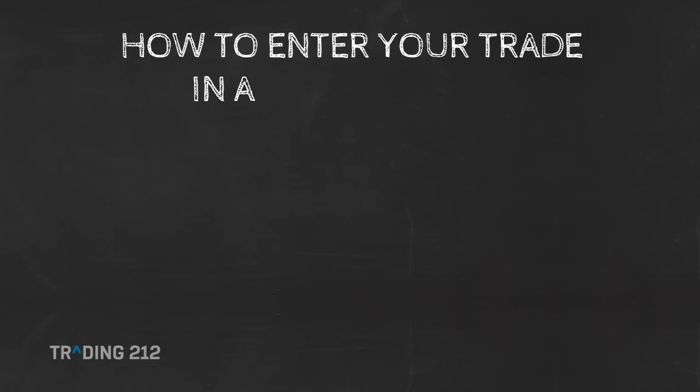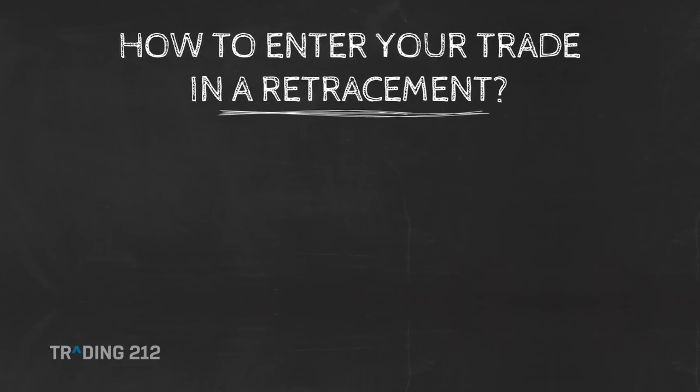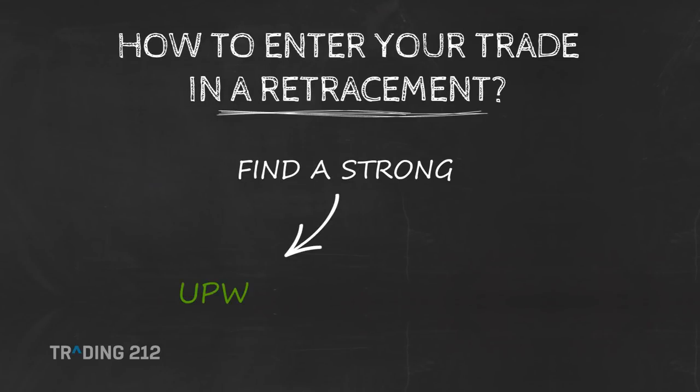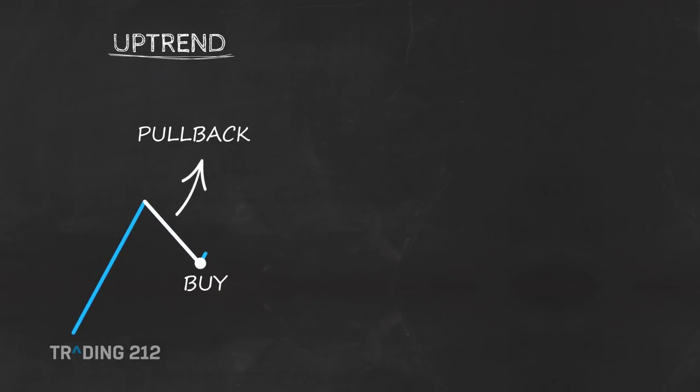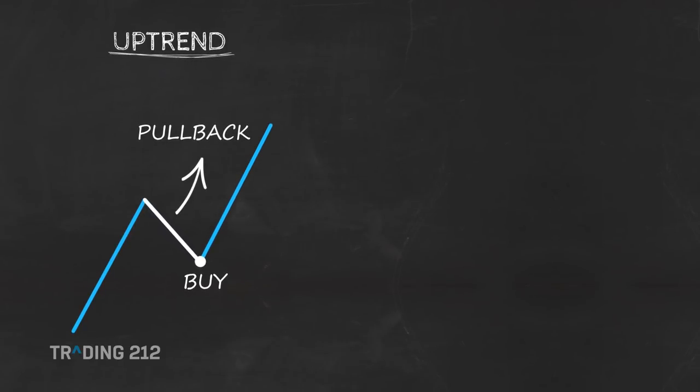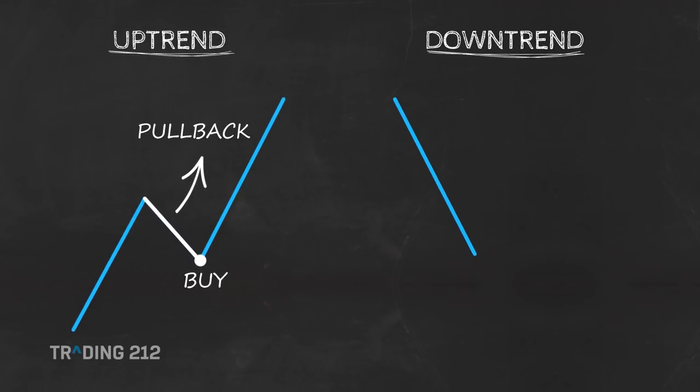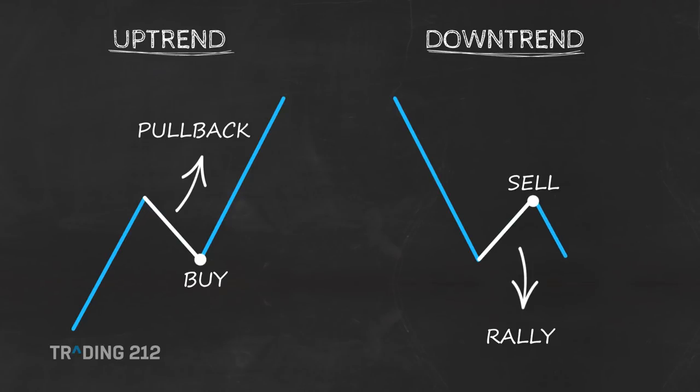So how would you enter your trade in a retracement? What's first? The first thing you need to do is find a strong upward or downward movement of a given financial instrument. To find a good entry position, you should look to enter the market in the direction of the trend right after a pullback has occurred.